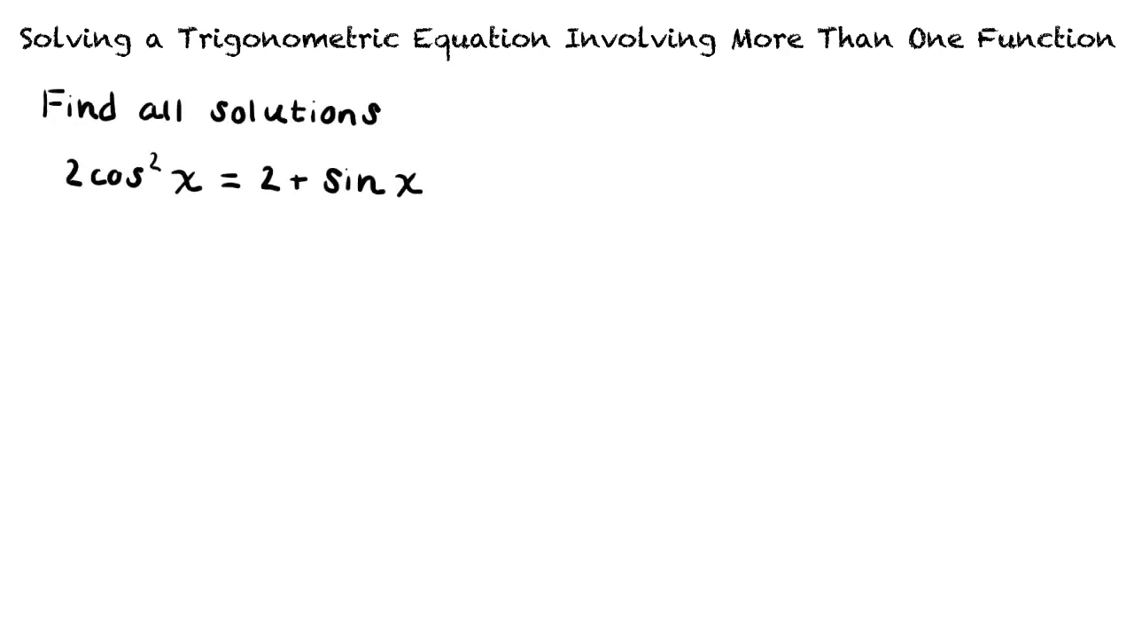Let's say we are asked to find all solutions to the equation 2 times the cosine squared of x equals 2 plus the sine of x, and told to write our answers in radians in terms of pi and to use or as is necessary. How would we start this problem?